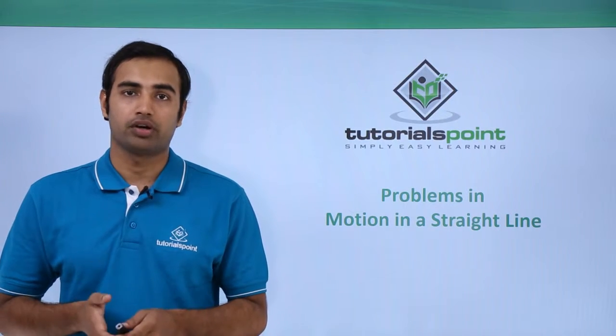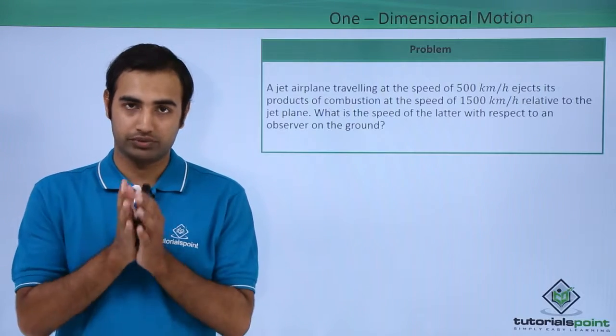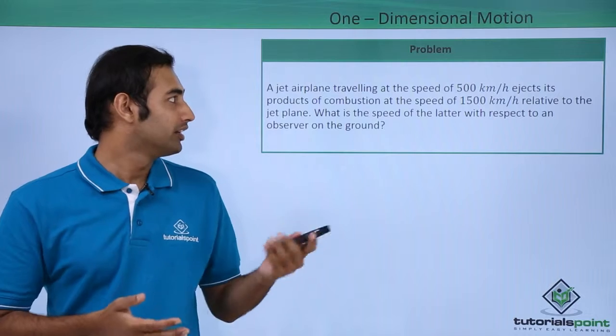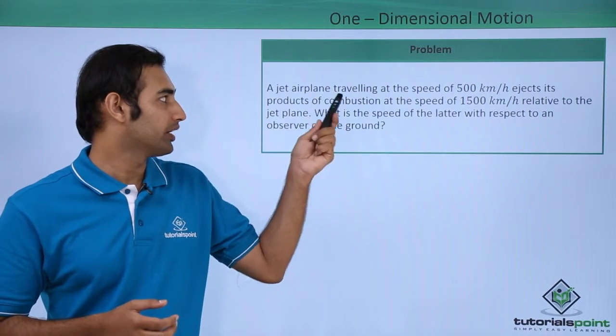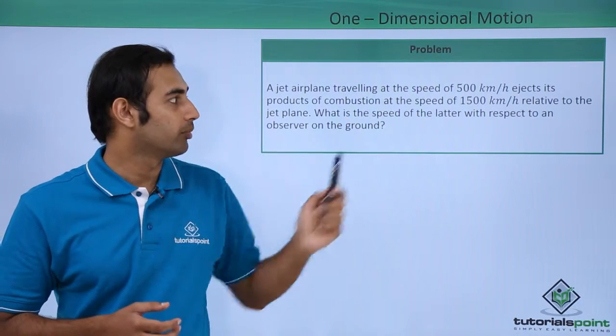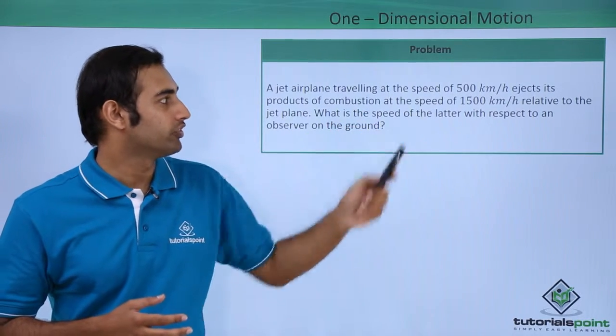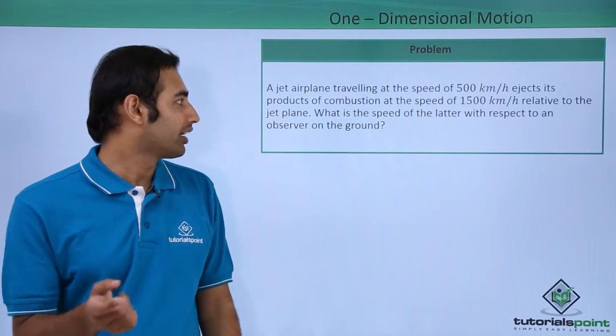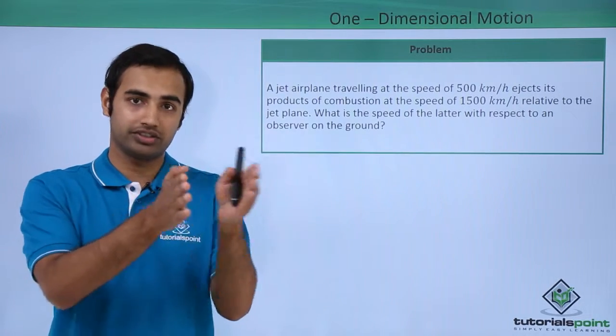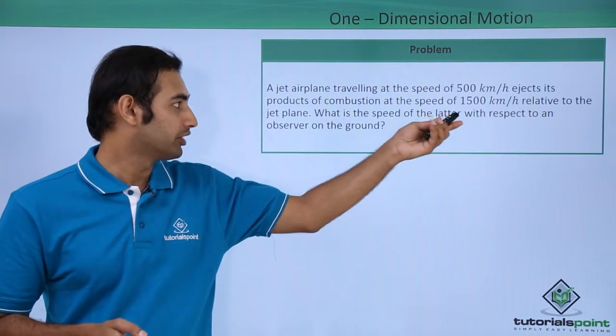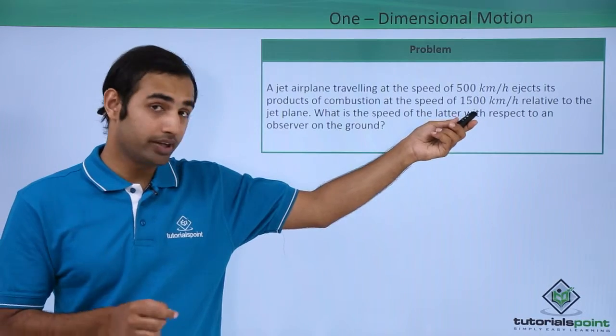Let's talk about another problem in one-dimensional motion. This one is on relative velocity. Here we have a question that says a jet airplane traveling at the speed of 500 kilometers per hour ejects its products of combustion at the speed of 1500 kilometers per hour relative to the jet plane. So the exhaust gases are coming out at the speed 1500 kilometers per hour with respect to the jet plane.